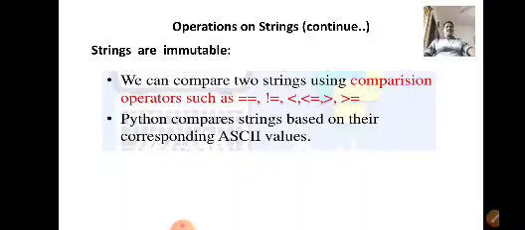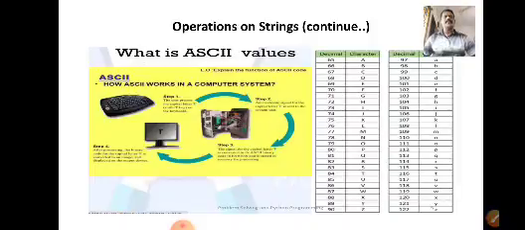Whichever string contains the larger ASCII values is bigger than the other one. Uppercase characters normally have lower values than lowercase letters, because the ASCII value of capital A is 65 and small a is 97. So comparisons between strings take place based on their ASCII values.